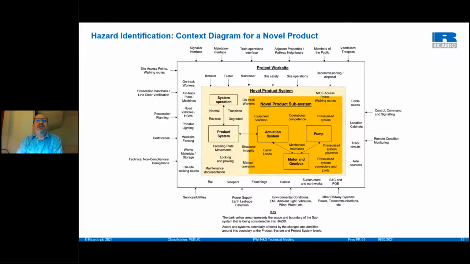So you look at all of the people on the work site operating, presence of infrastructure nearby, that sort of thing. Then on the outside of it, you look at the interfaces on the outside of the project, the signalers, maintainers, members of the public, existing signaling, other railway systems, power supplies, utilities. And on the left-hand side, you're looking at existing technical non-compliances, derogations that might be in place, impacts of possession planning, possession handback, line clear verification, that sort of thing. That's another very powerful way of going through and doing a very comprehensive hazard identification process for a novel product.